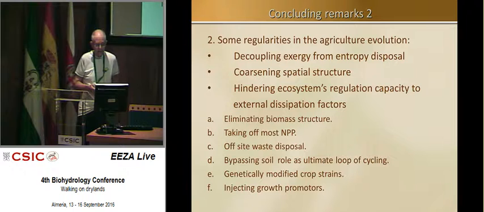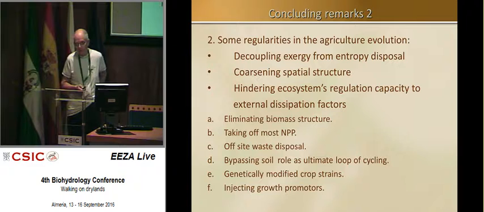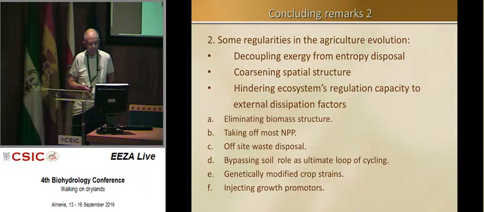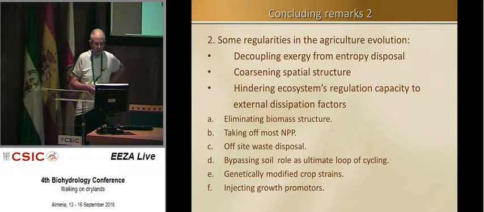And what happens with man and agriculture? Some regularities appear. One, and most important, is decoupling the exergy from entropy disposal. Because the role of soil is eliminated in our agriculture, because all which is structure is eliminated. Plants are with less wood and more leaves and so on. So decoupling exergy from entropy is the first thing.